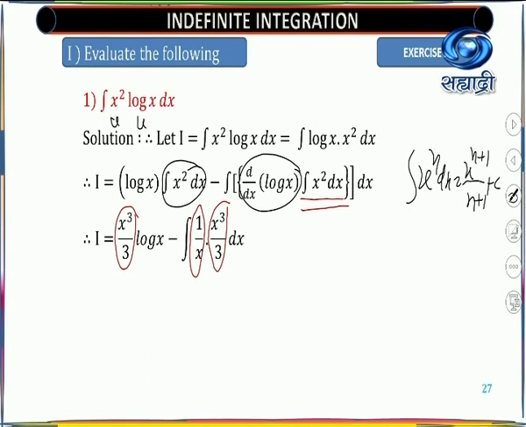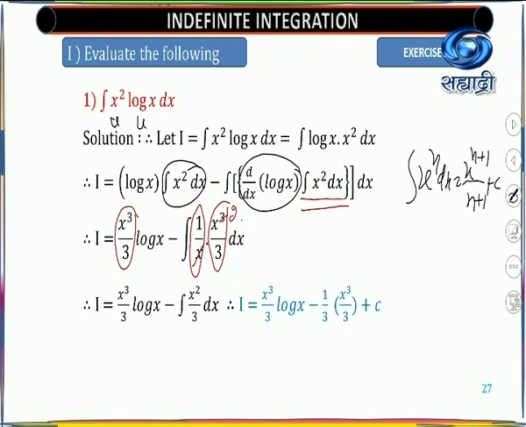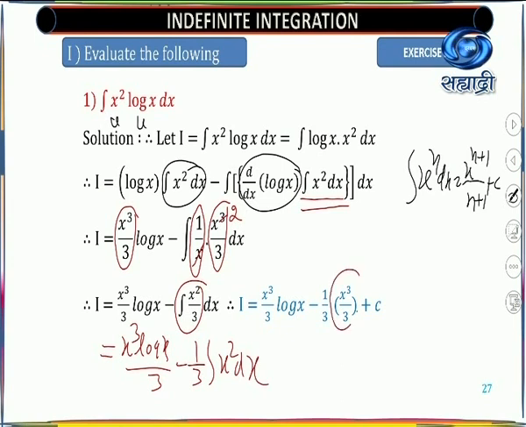Now this is x cube log x upon 3. Okay, you are able to write x cube log x upon 3 or x cube upon 3 log x minus. Now simplification: 1 x will get cancelled, the power will be 2. So the integration of x square upon 3 dx. Now what does the integration of x square upon 3 mean? You are able to write this as x cube log x upon 3 minus 1 upon 3 outside the integral sign, as it is a constant, times x square dx. And once you get x square dx, you know the formula, that is x cube upon 3 plus constant.